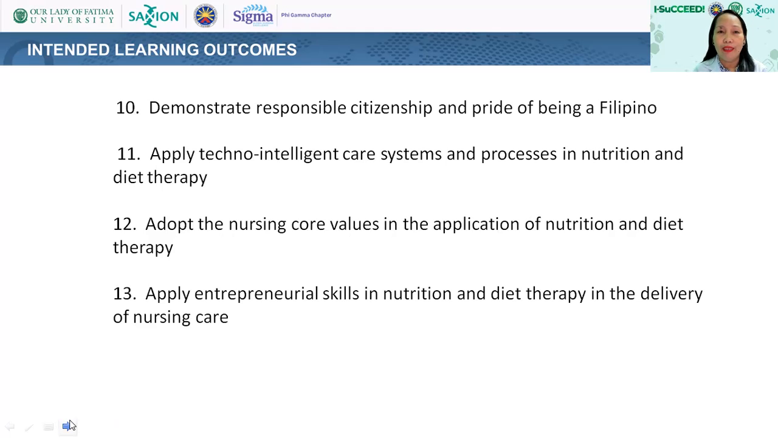To apply techno-intelligent care systems and processes in nutrition and diet therapy. To adapt the nursing core values in the application of nutrition and diet therapy. To apply entrepreneurial skills in nutrition and diet therapy in the delivery of nursing care.